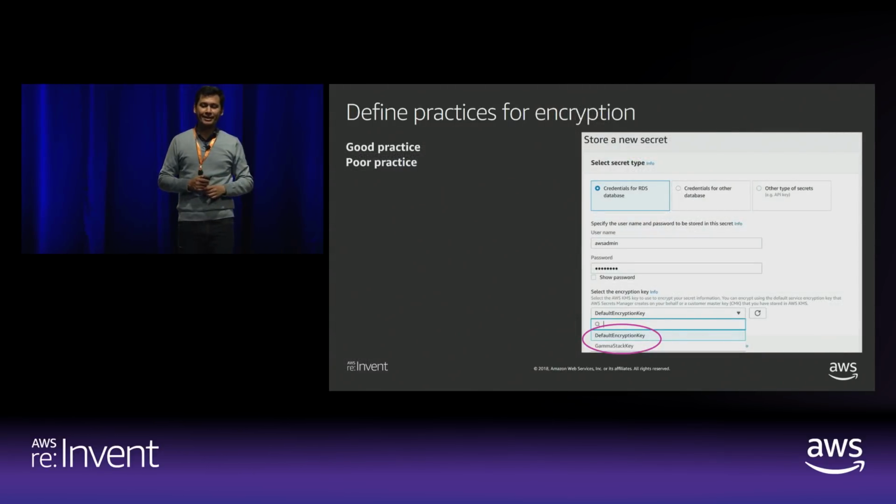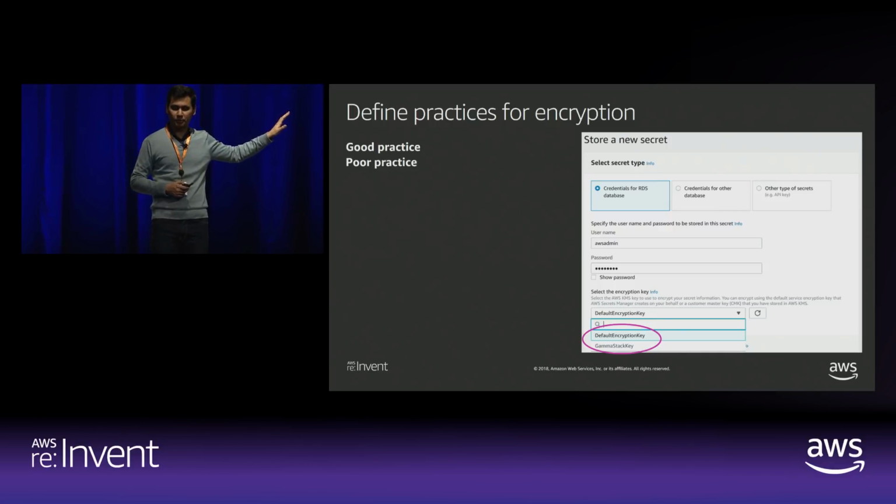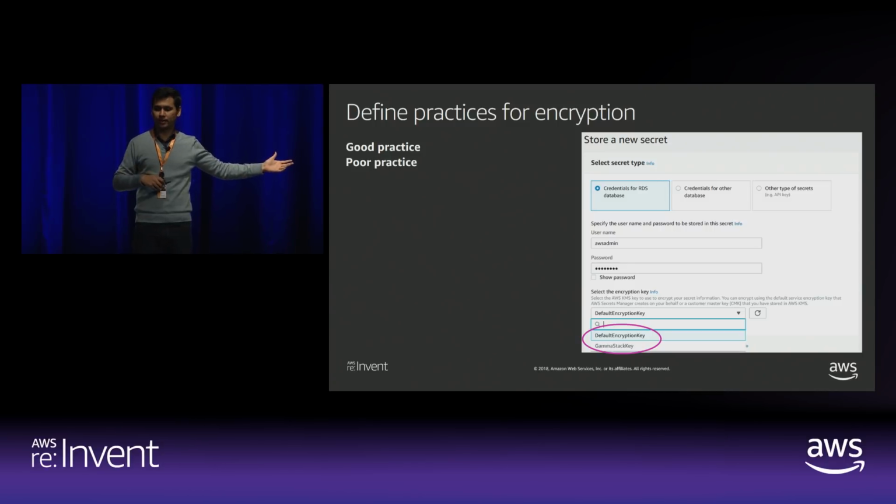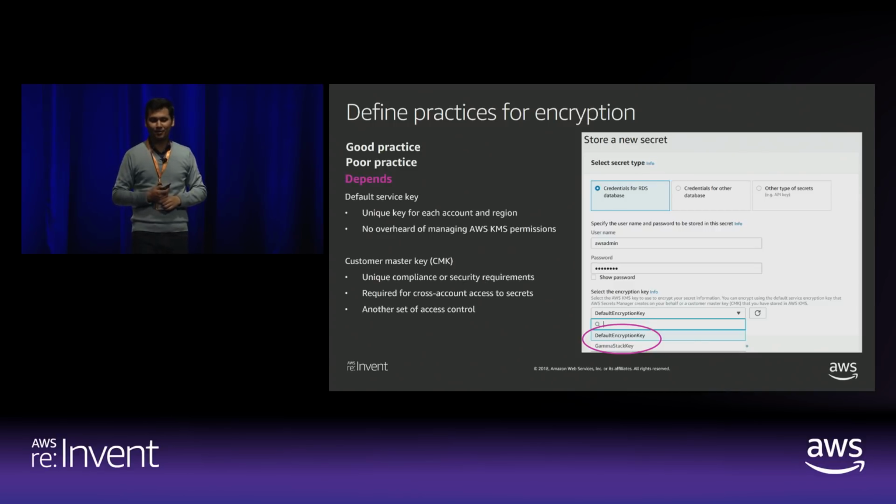Okay, let's talk about encryption. In this screenshot, I choose to encrypt using the encryption key. What do you all think? Good idea? Not so good idea? Bad. All right, I heard bad a couple of places. It depends. The default key is great because you don't have to manage additional AWS KMS permissions.